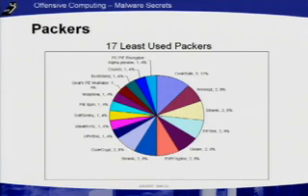So for example, Morphine, we only detected Morphine in one sample out of 30 to 40,000, which I think is kind of interesting because Morphine's a pretty good packer. I don't know why more people aren't using it.